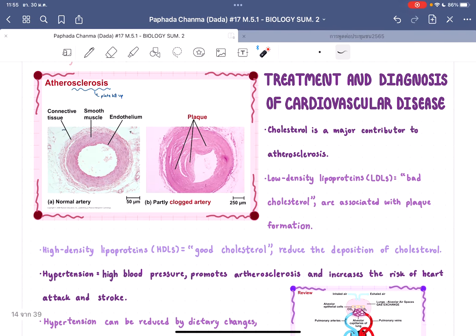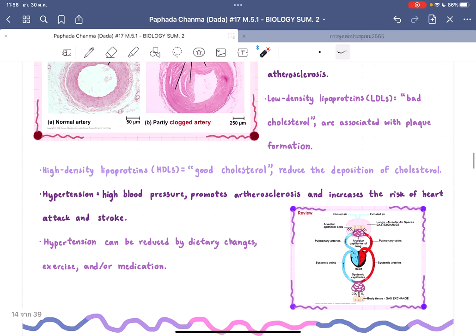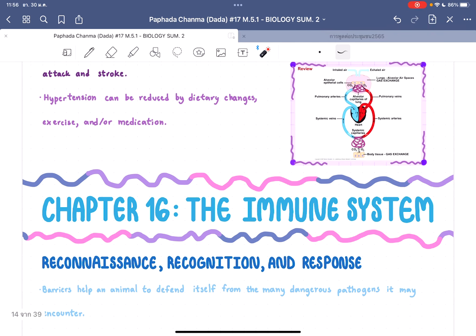Treatment and diagnosis of cardiovascular disease. Cholesterol is a major contributor to atherosclerosis. Low-density lipoprotein, or LDL, bad cholesterol, is associated with plaque formation. High-density lipoprotein, or HDL, is a good cholesterol. It reduces the deposition of cholesterol. Hypertension, or high blood pressure, promotes atherosclerosis and increases the risk of heart attack and stroke. Hypertension can be reduced by dietary changes, exercise, and or medications.